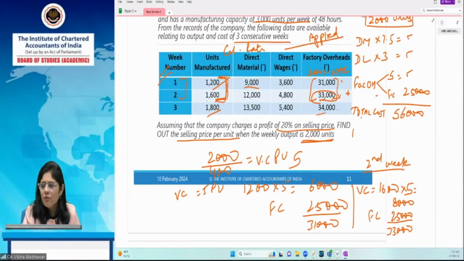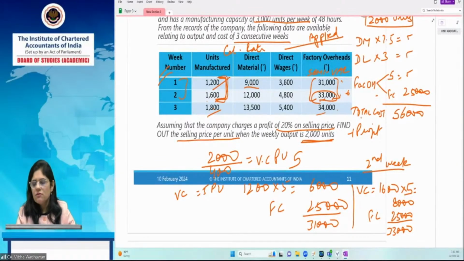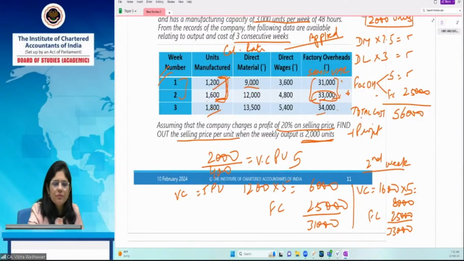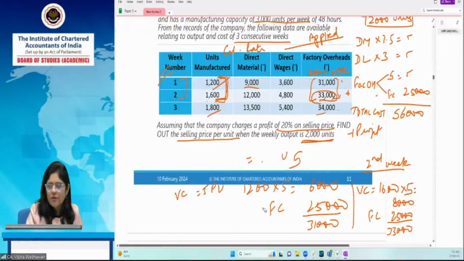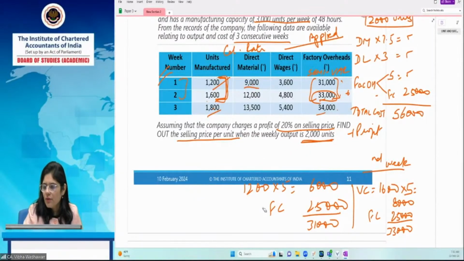Now you have to add the profit to it. Profit is 20% on selling price, but you have to calculate on cost. So how are you going to do it? I hope you know. How do we calculate the profit in such cases? I'm erasing so that you understand. I hope you've understood this.